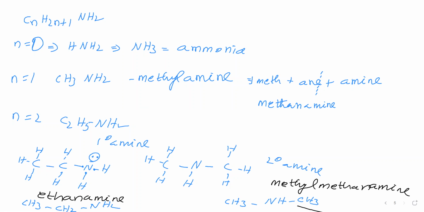Now we can call this ethanamine and methyl methanamine functional isomers. Here the functional group is primary amine, here the functional group is secondary amine, we can say.